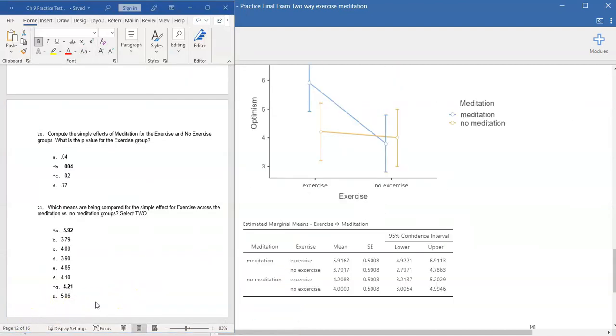Okay, for question 21, you want to find the means for the simple effect of exercise across the meditation, no meditation groups. So in the two groups you're comparing, they're both exercising. So we want to compare the meditation exercise group to the group that also exercised but didn't meditate. So the two means we're looking for are 5.92 and 4.21.